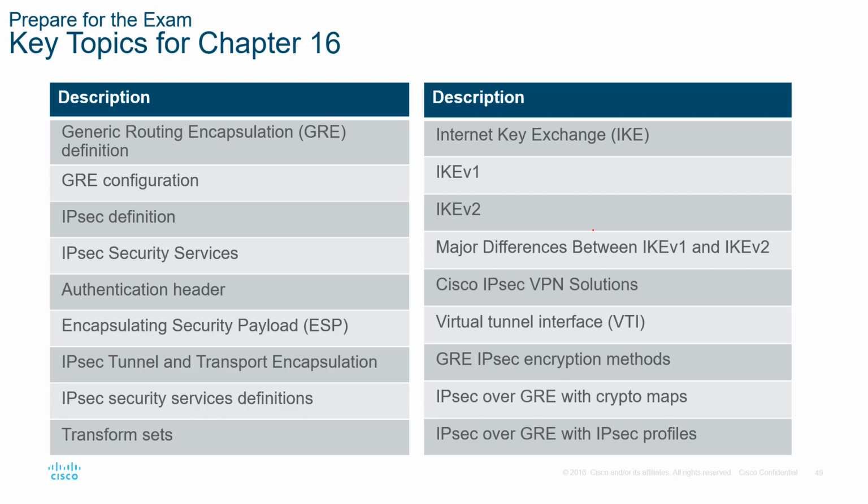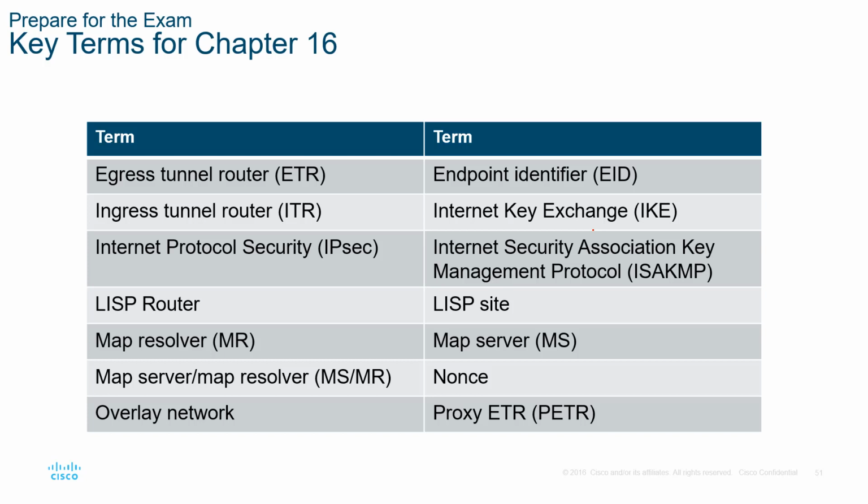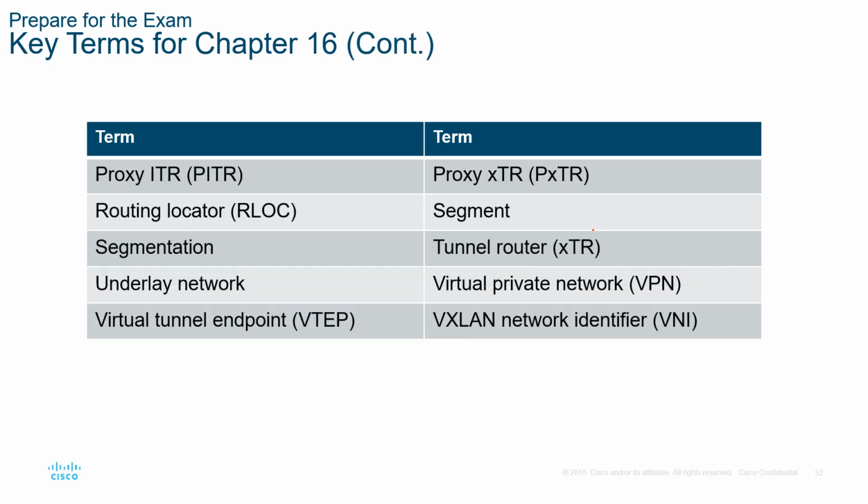We talked about our tunneling interfaces. We talked about how to configure both GRE and IPsec. We talked about LISP in detail. And then we ended with our VXLAN functions. Key terms were heavily in our LISP sections. Things like our ETRs, ITRs, our MRs, our MS, our overlays, and our LISP sites, as well as some of our proxy commands and our VXLAN identifiers.